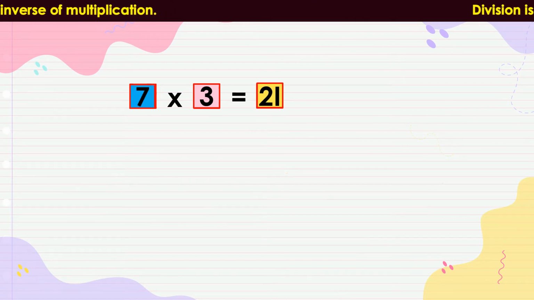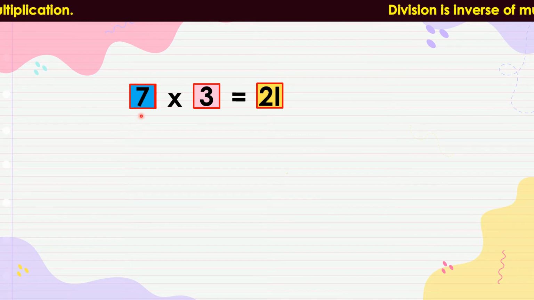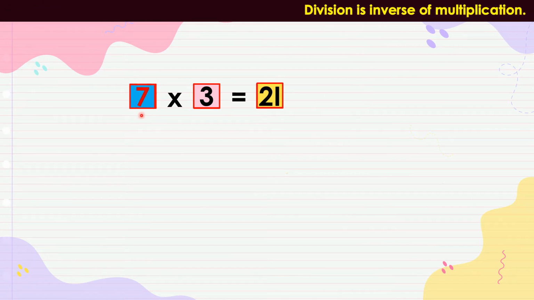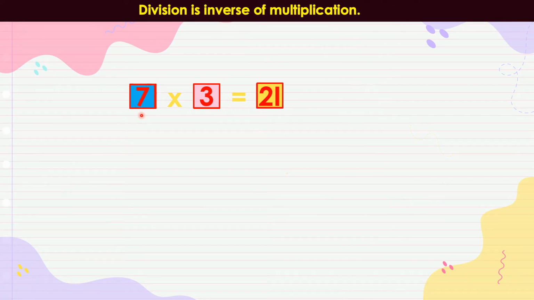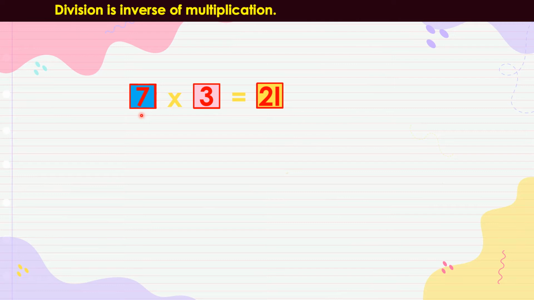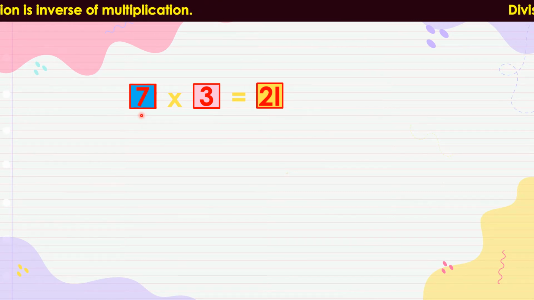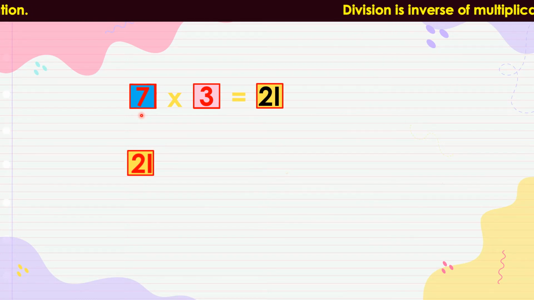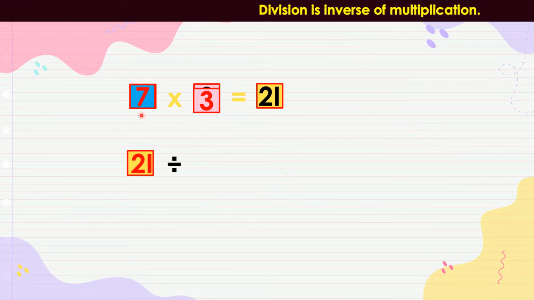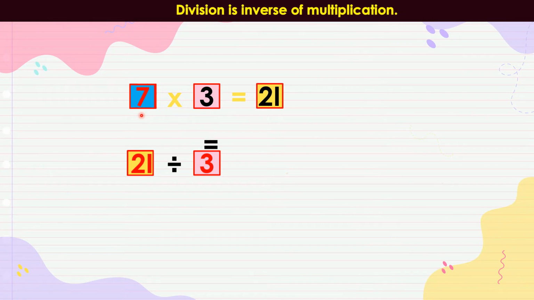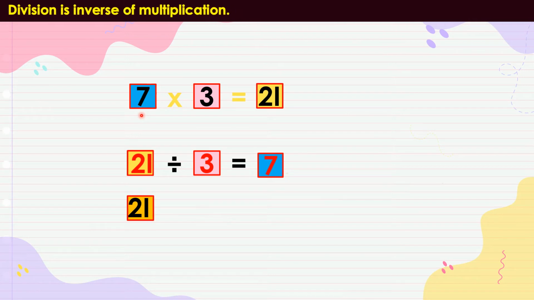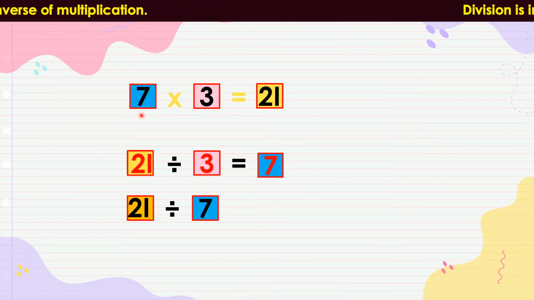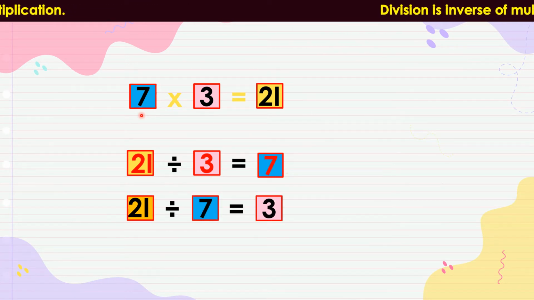Now, let's look at another example. 7 times 3 is equal to 21. When we change to division, we start from the larger number. 21 divided by 3 is equal to 7. We also can write 21 divided by 7 is equal to 3.